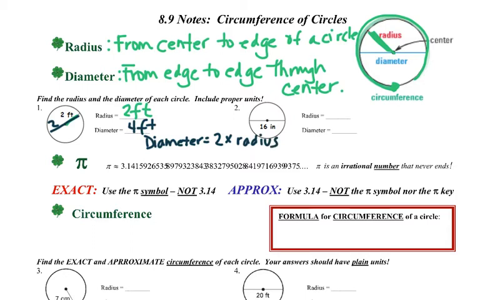In the next one, they're giving me the diameter is 16, so I'm going to cut it in half to get the radius. And don't forget the units. Plain units for radius, plain units for diameter.